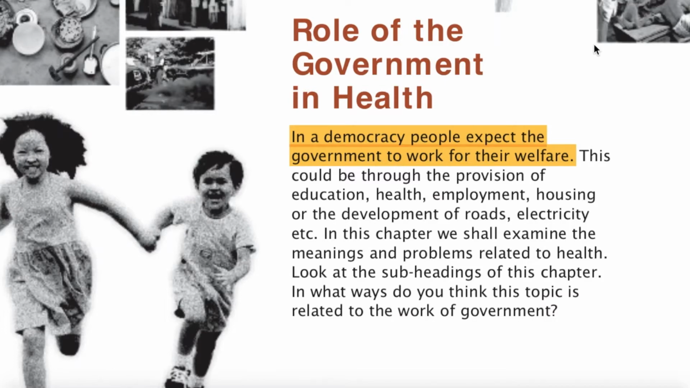In a democracy, people expect the government to work for their welfare. This could be through the provision of education, health, employment, housing, or the development of roads, electricity, etc. In this chapter, we shall examine the meanings and problems related to health. Look at the subheadings of this chapter. In what ways do you think this topic is related to the work of government?